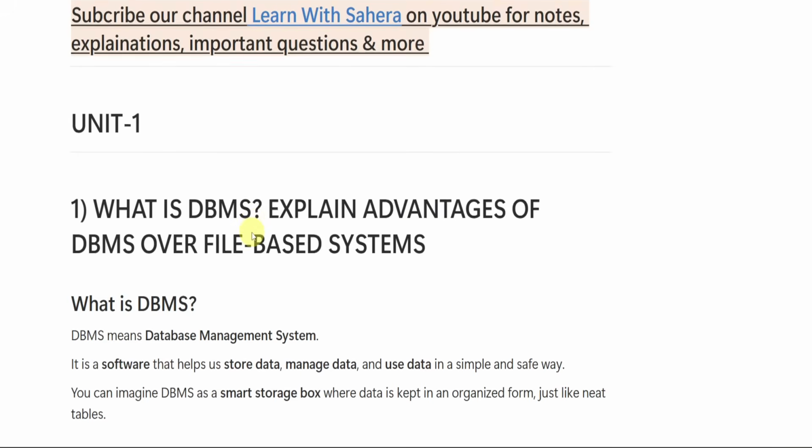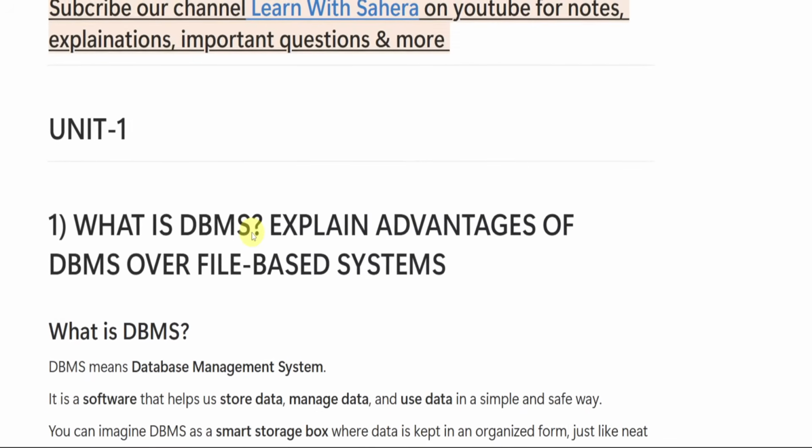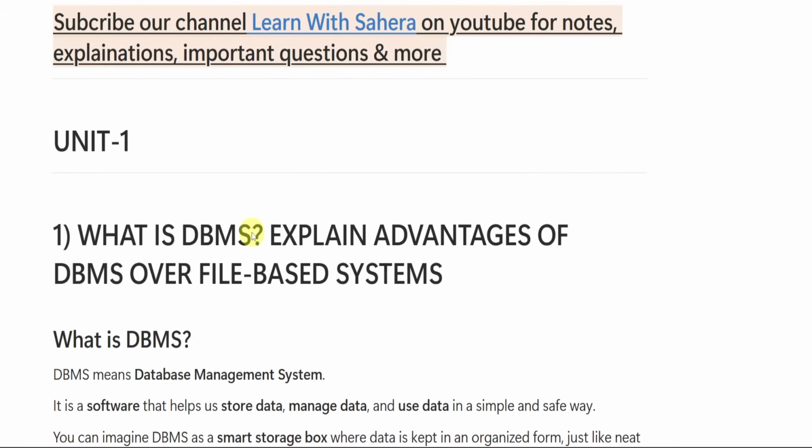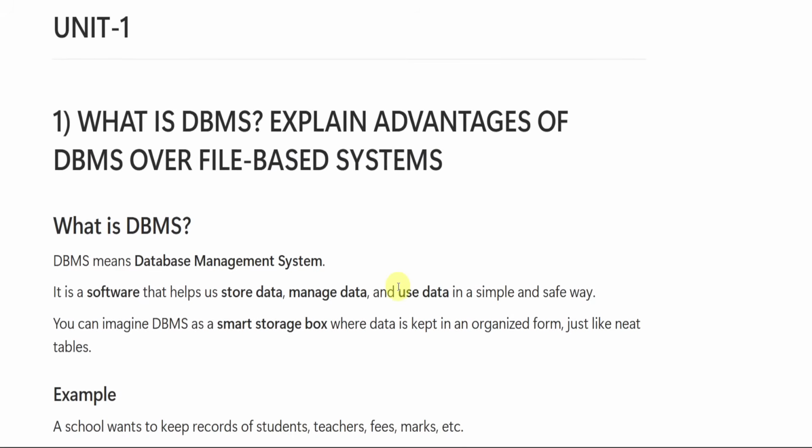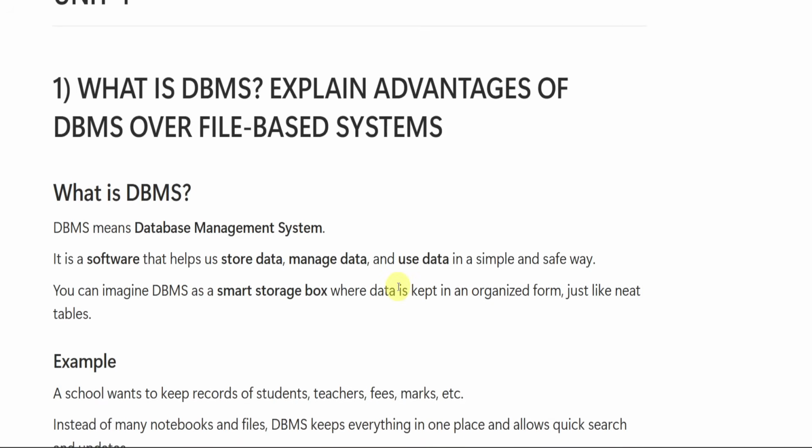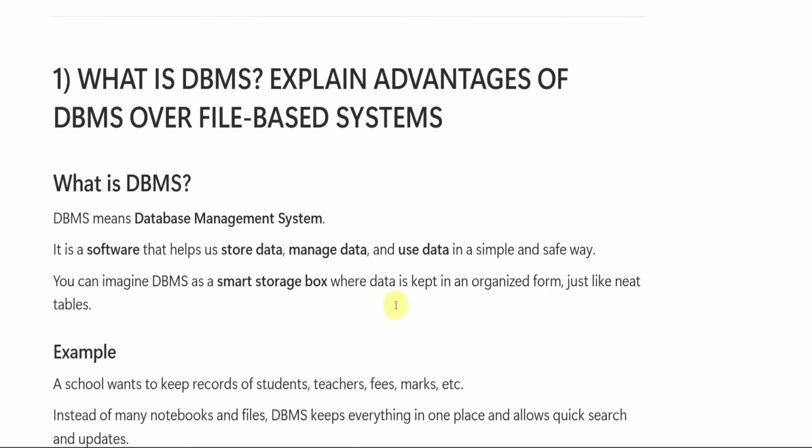So, students, keeping this aside, let us get started with our unit number 1 complete explanation. In unit number 1, first topic or the first question is DBMS and advantages of DBMS over file based systems. So, first, let us try to understand what is DBMS. DBMS stands for Database Management System. It is a software which is used to store, manage, as well as organize the data in a systematic way.